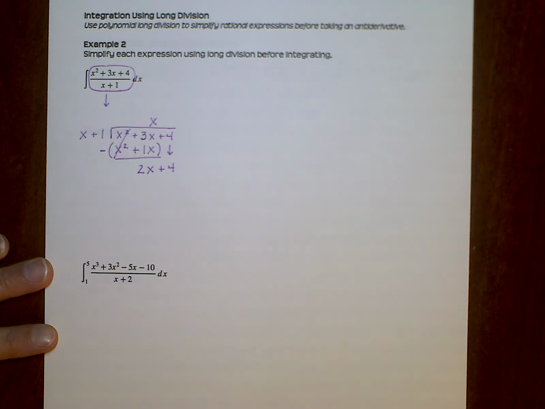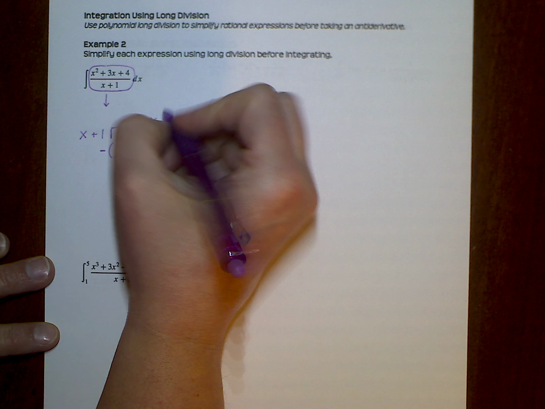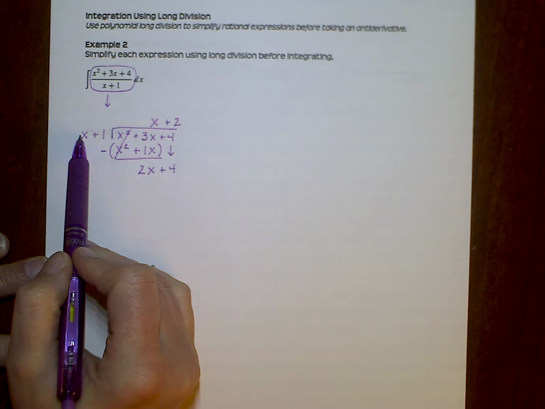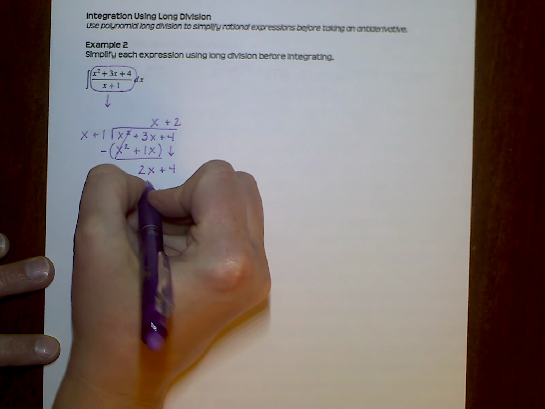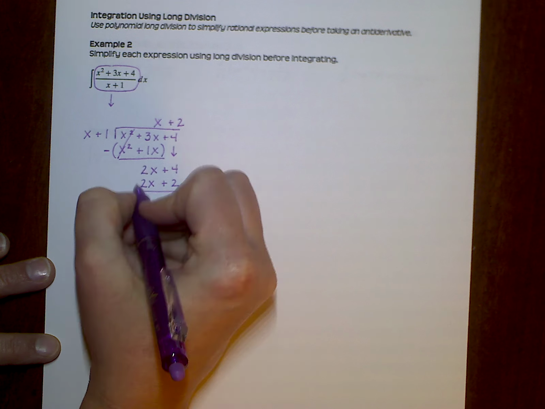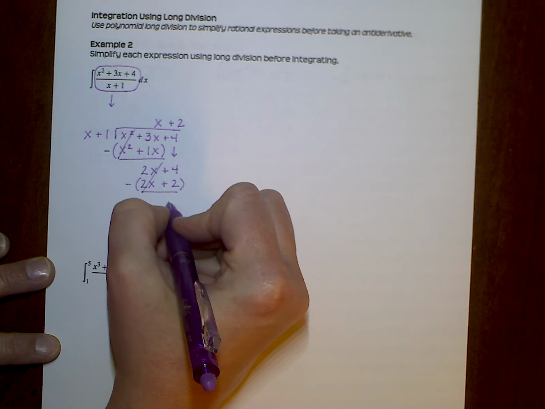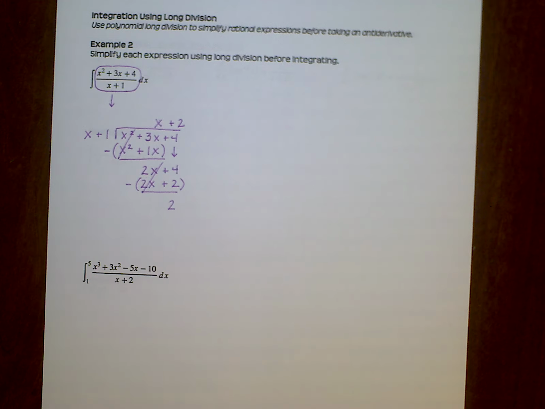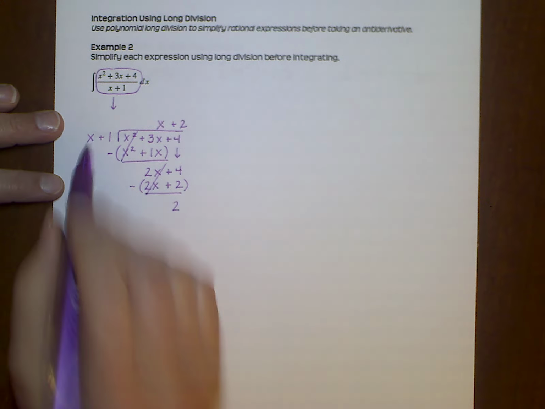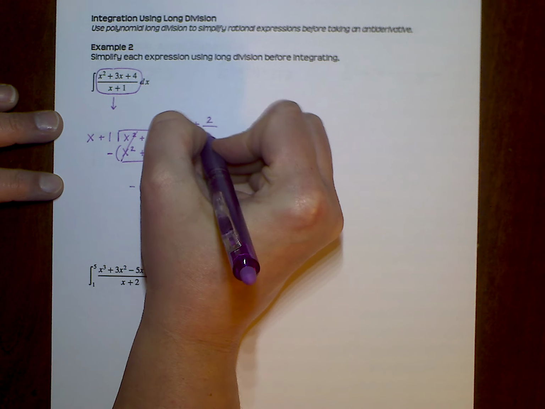Okay. And now the question is, x times what makes 2x? Well, that would be a 2. Let's distribute. So 2 times x is 2x. 2 times 1 is 2. Again, remember that we're subtracting here. And this cancels, and 4 minus 2 is 2. So that's our remainder. Just a reminder on what to do with the remainder. The remainder becomes a fraction on top of this x plus 1. So this is now going to be a 2 over x plus 1.